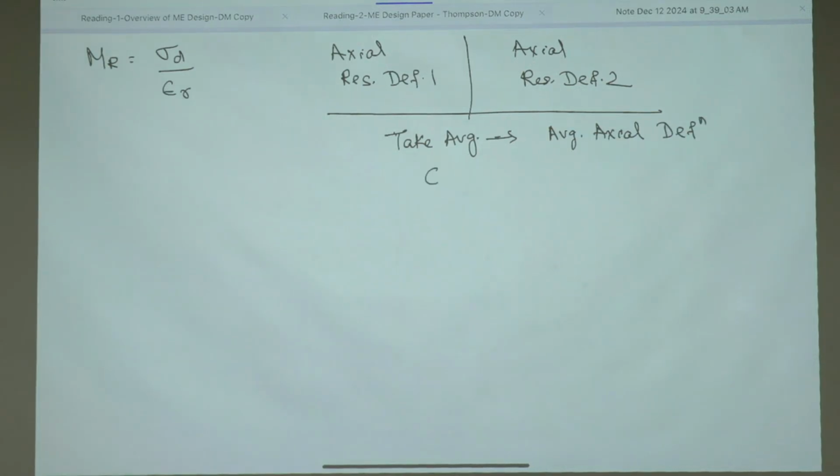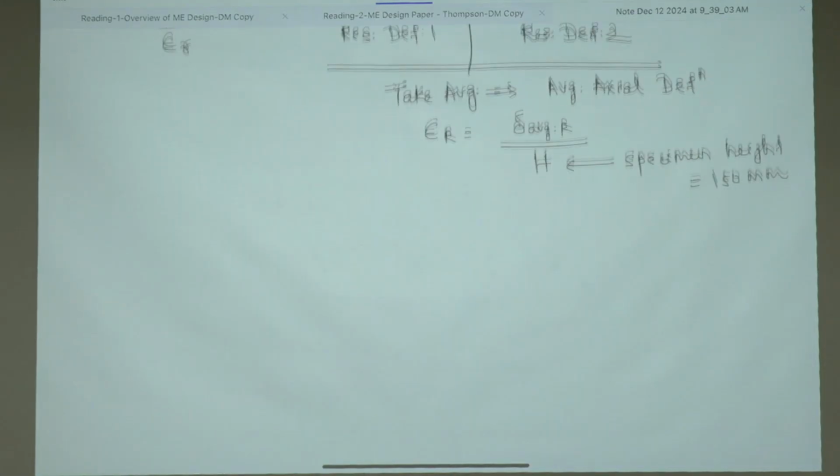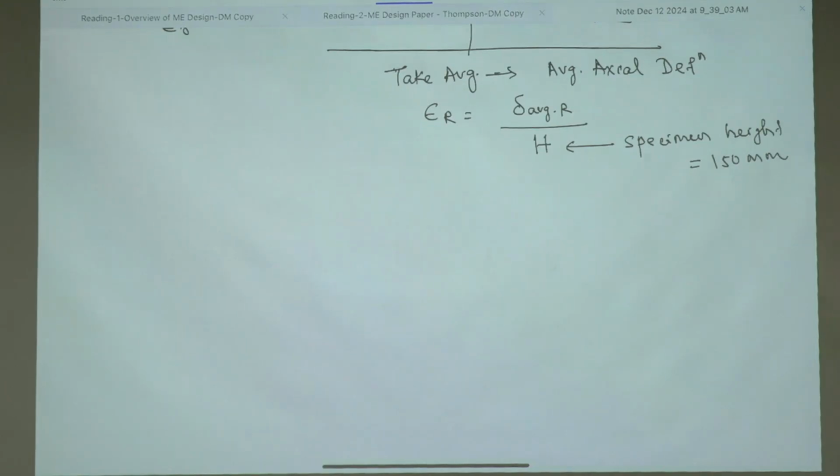Then epsilon r is nothing but delta average r divided by specimen height, which is 150 millimeter in this case. Yes. So now what do you have? If you now want to draw your table again, I know I am doing this repetitively, because I just want to get it in your brains.